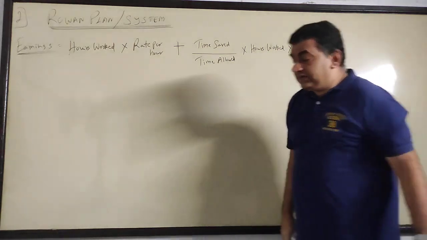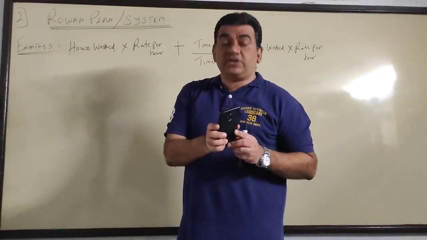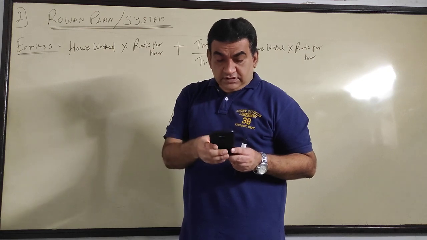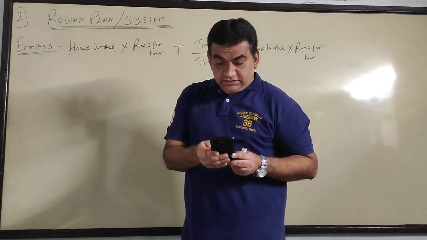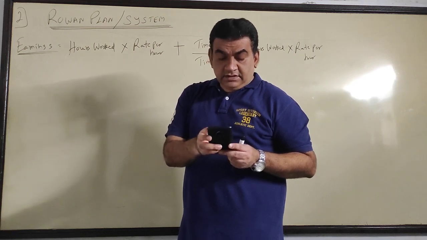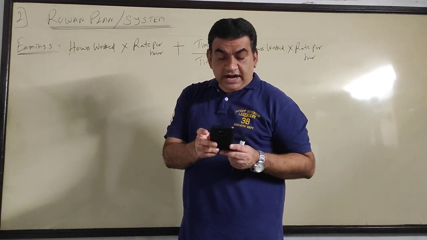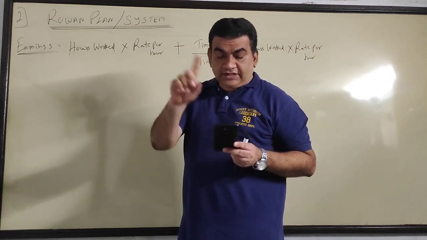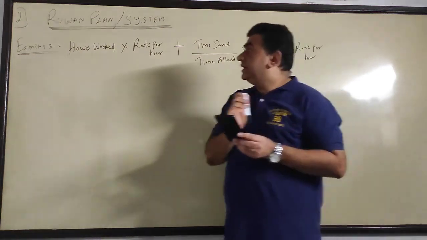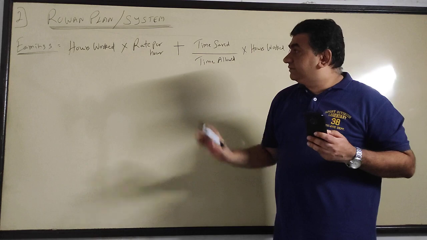Okay, sure. Now let's see the question, second question, extra question which is there attached below the video. From the following information, calculate the earnings of a worker under Rowan system. Actual hours worked 35, time allowed 40, rate per hour 40. Okay, second sum. Let's substitute.